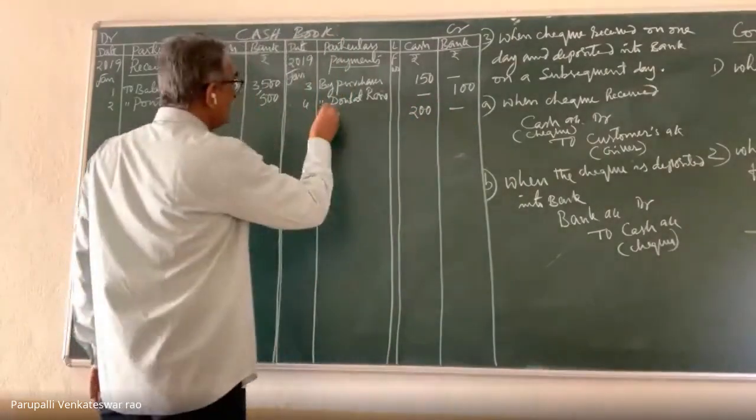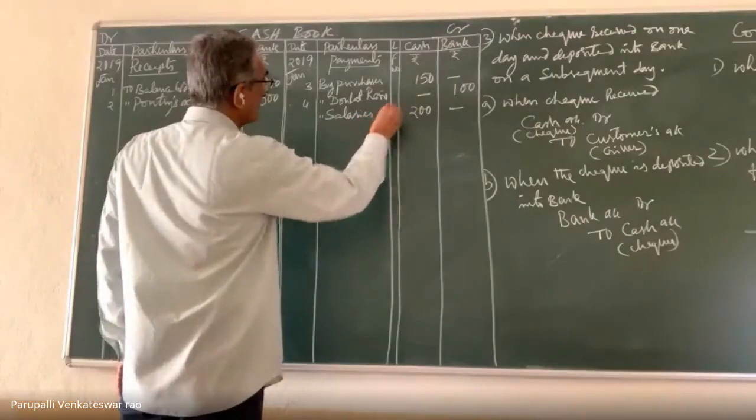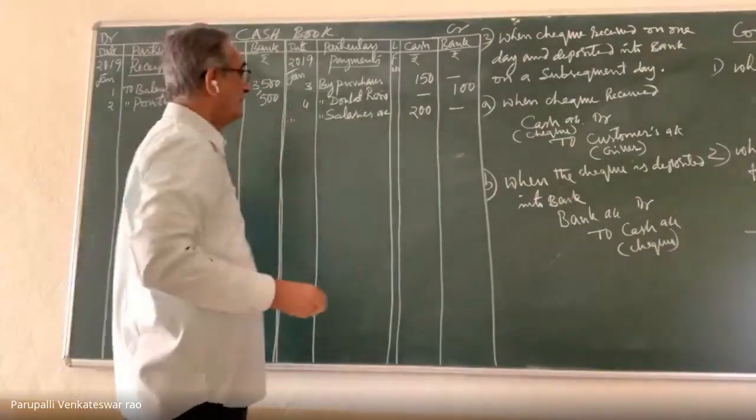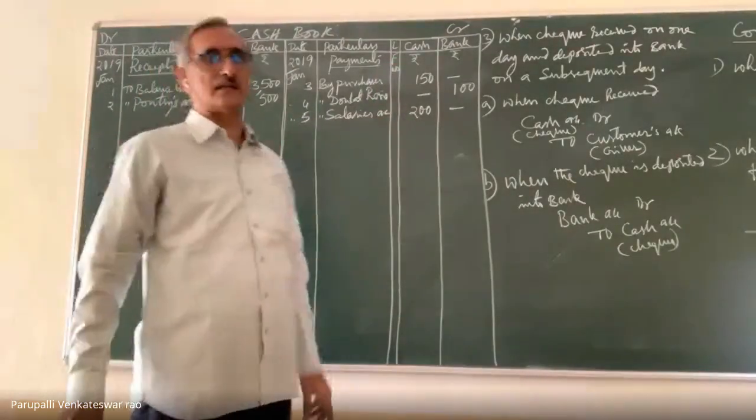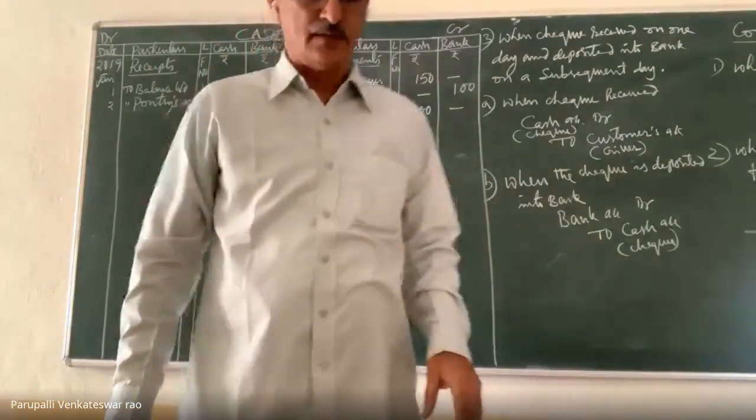What is paid? Salaries. By salaries account, dated January 5th. Salaries account, 200 cash goes out. Cash recorded. Is over. Next slide.